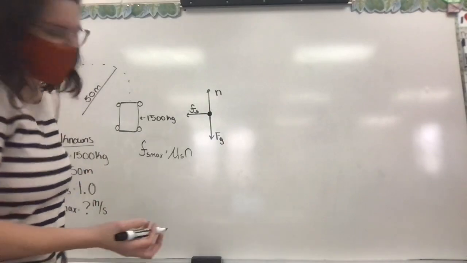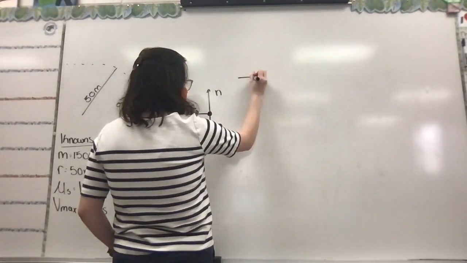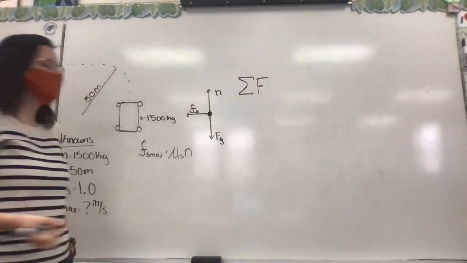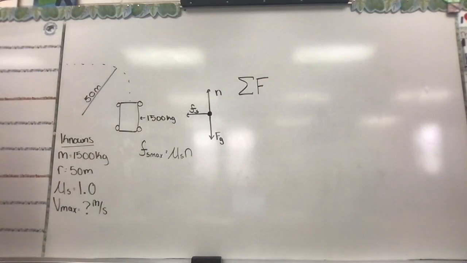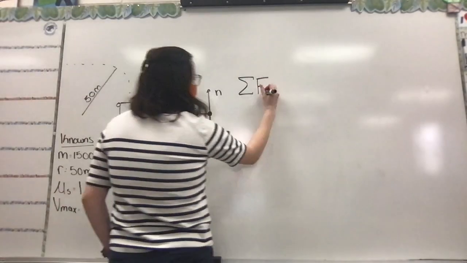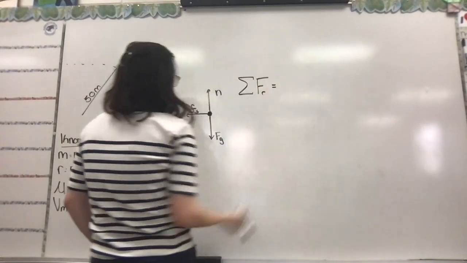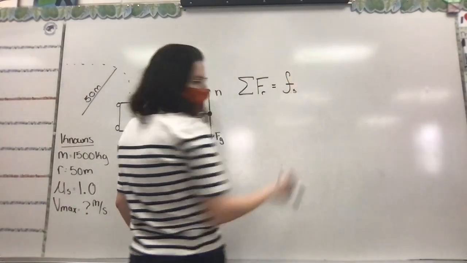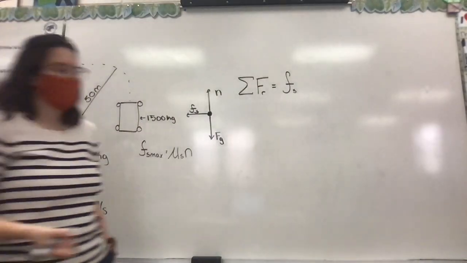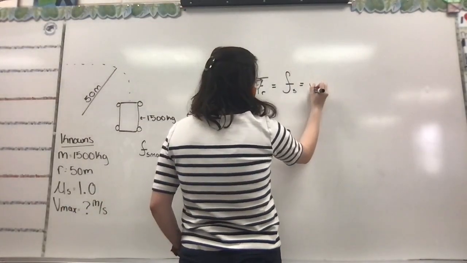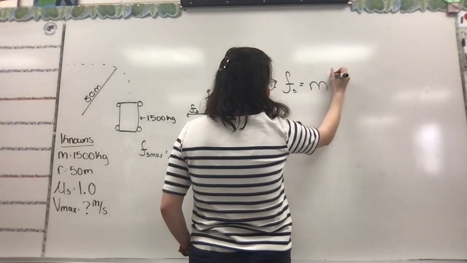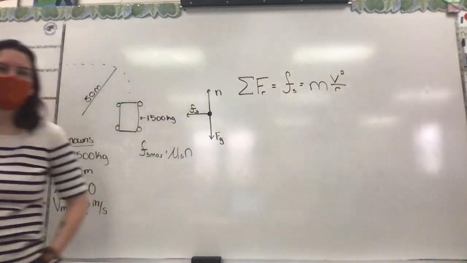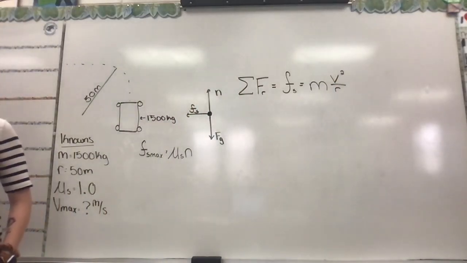Let's look at summing some forces again. Which force plane do you want to sum first? R, T, or Z? R. What do we have in the R direction? We have that static friction. Is there anything else? No. And that's going to be equal to M times A, and what's A? V squared over R. That's how we represent it now.